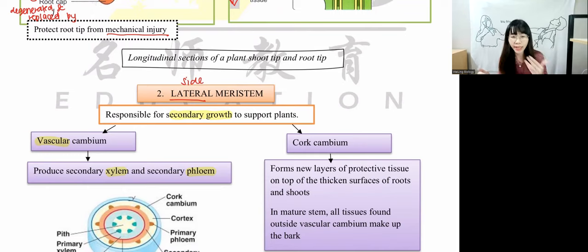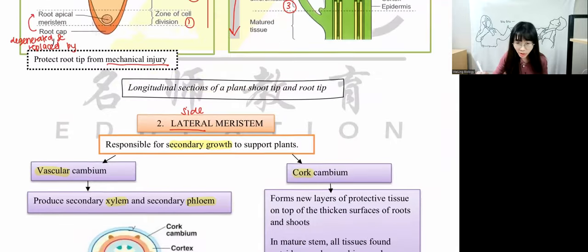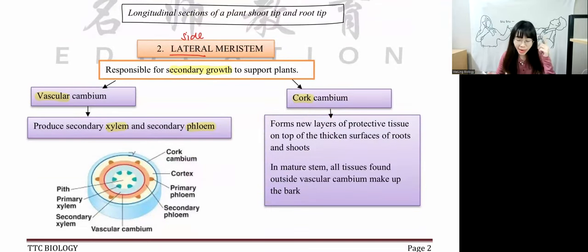Okay, the other one, we have cork cambium, C-O-R-K. Whenever you look at the word C-O-R-K, we have to remember they are protective tissue. Anything started with cork, C-O-R-K, they are protective tissue. Remember, C-O-R-K means protective tissue. So this is lateral meristem.